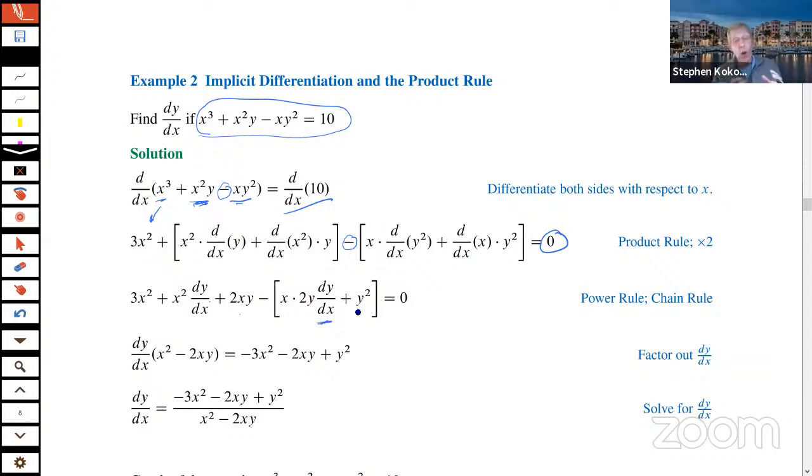to gather all the terms that involve y prime, or dy dx, to one side of the equation. So I brought them all to the left-hand side. Bring everything else to the right-hand side. Do a little bit of factoring on the left, take out that y prime, and then finally divide. And there's an expression for the derivative of all functions y defined implicitly by that expression, and that's very cool.